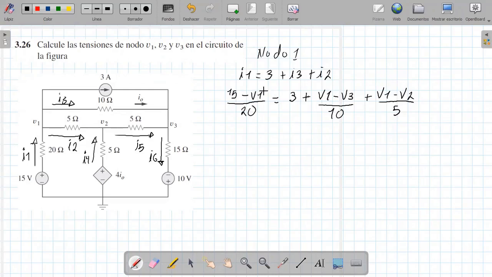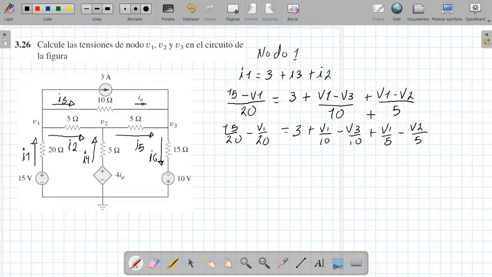Okay, so we start applying algebra here. It would be 15 over 20 minus V1 over 5 equals 3 plus V1 over 10 minus V3 over 10 plus V1 over 5 minus V2 over 5. Okay, I have this here. What I'm going to do is apply algebra.